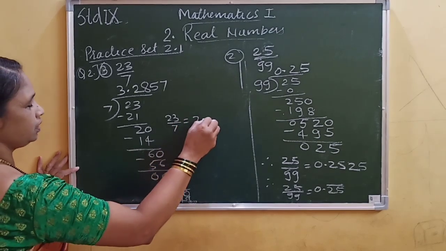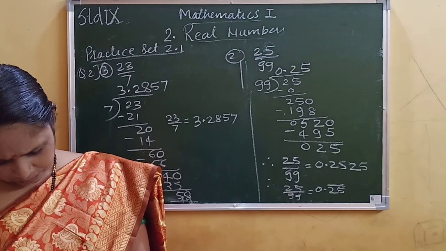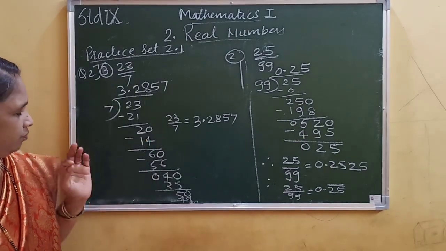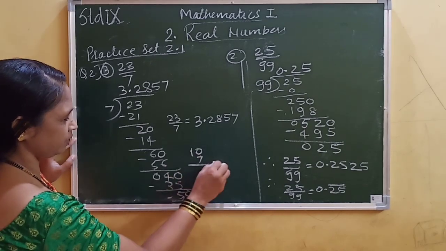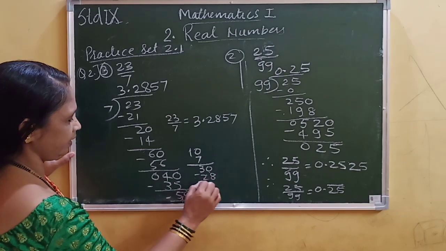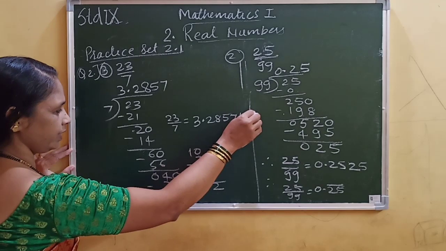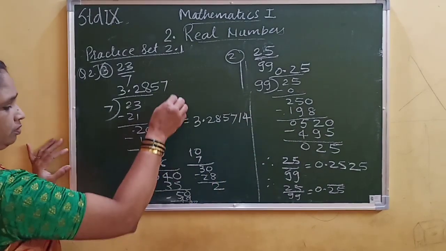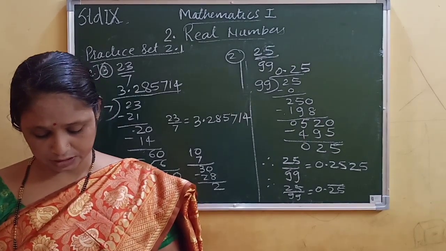23 upon 7 is equal to 3.2857. Now, up to how much did they say? Rational number in decimal form. They did not say up to how many places you have to solve. You can solve, but still here we will get 1. 1, 0. Again 7 ones are 7. Then 3. Then 7 fours are 28, then 2. From here, 1 4, again 2, 2 8 5 7 1 4, then it will be repeating. Follow? These 3 examples I have taken from question number 2.